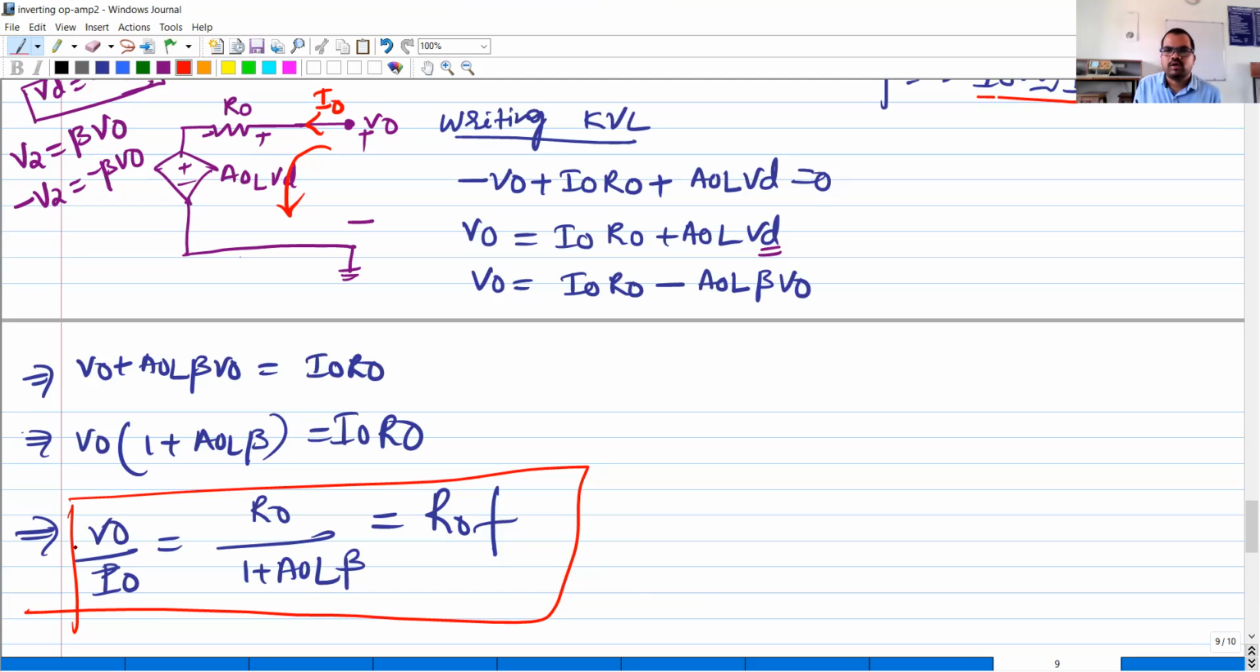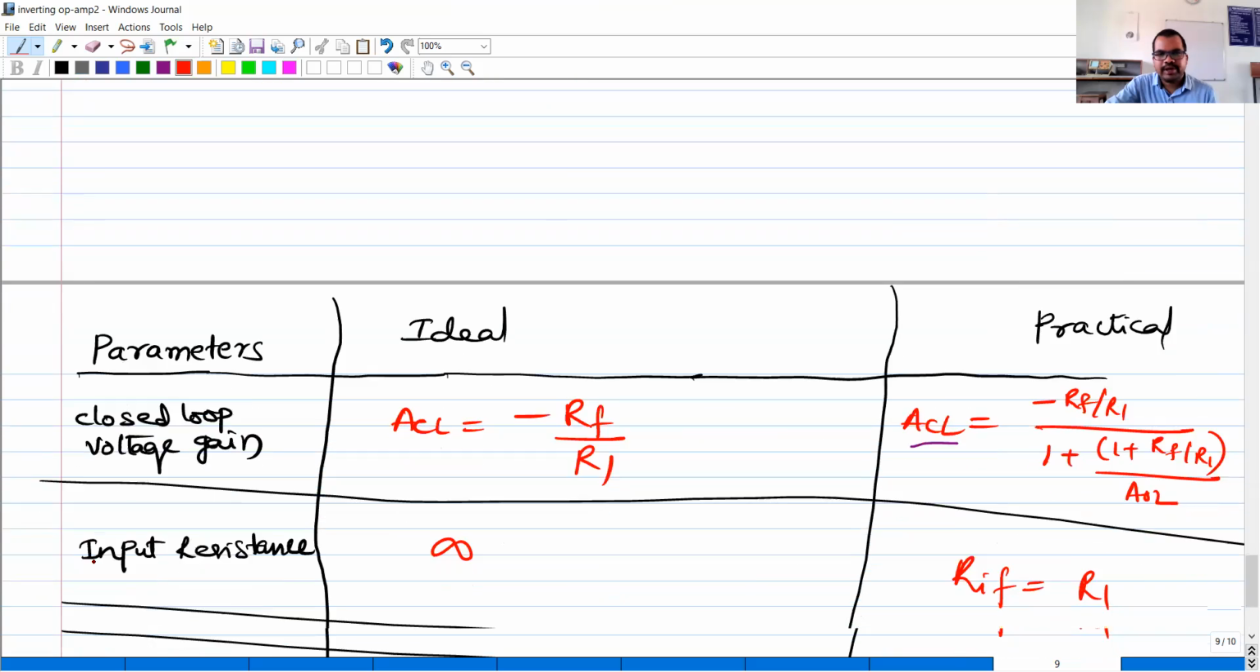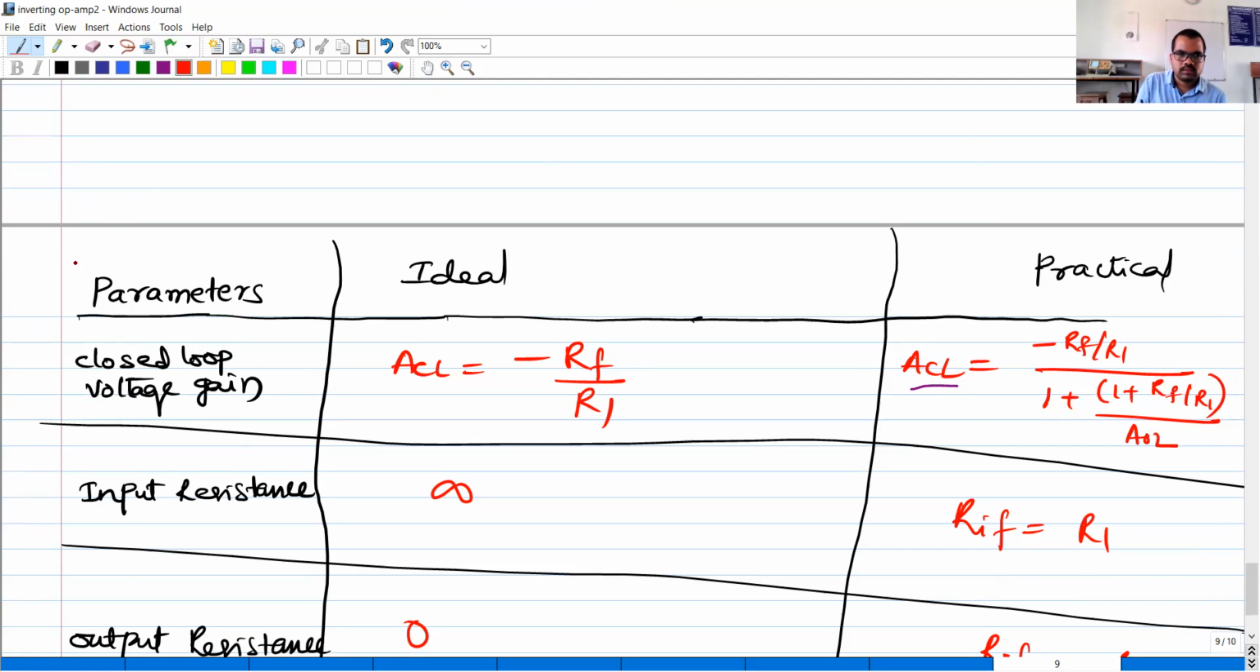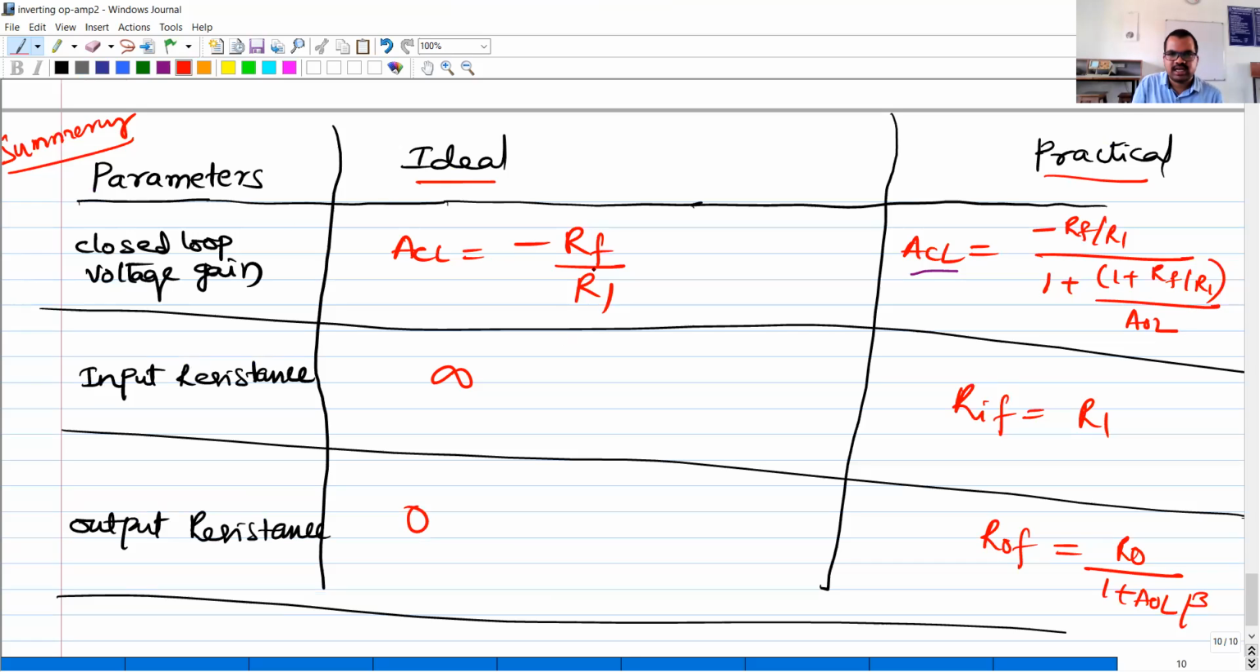Please practice this entire derivation of the practical inverting operational amplifier with negative feedback. Now, the summary of this class is the parameters: closed loop voltage gain, input resistance, and output resistance for ideal as well as practical. Ideal voltage gain ACL is equal to minus RF by R1. The practical value is this one. Input resistance: ideal is infinite, practical is R1. Output resistance: ideal is 0, practical is this one.